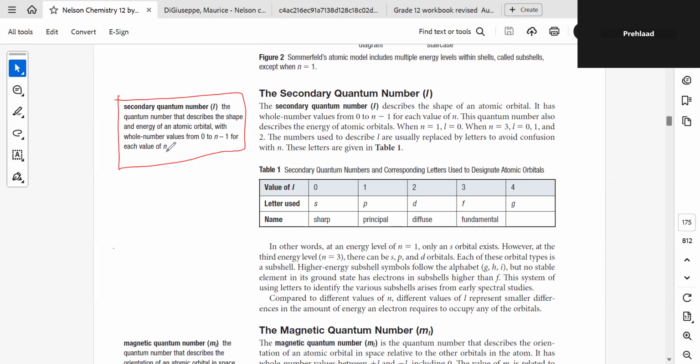Now, what does this mean? Let us understand this. If the n number is 4, that means this is the fourth shell, correct? Yes. So the L numbers possible for n equal to 4 are 0, 1, 2, and 3, because it says 0 to n minus 1. Wait, could you repeat that?